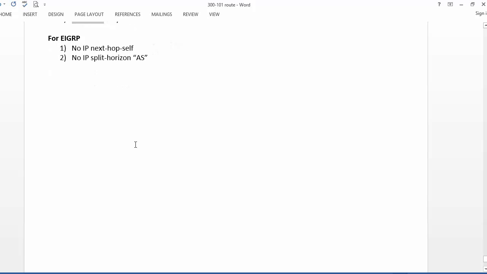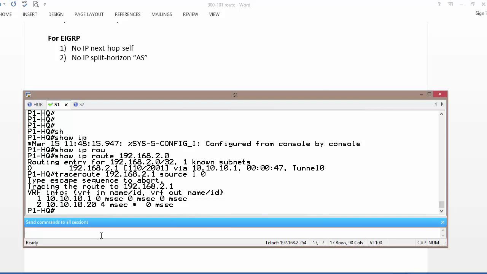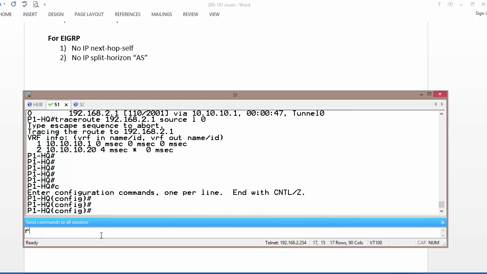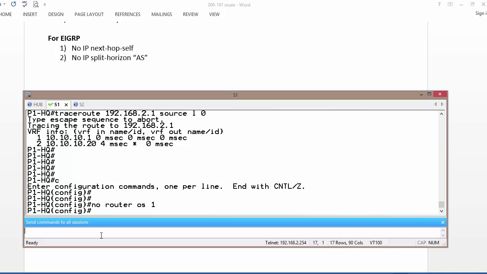So for EIGRP, let me clear this off. Configure terminal, no router OSPF 1 on all the routers.